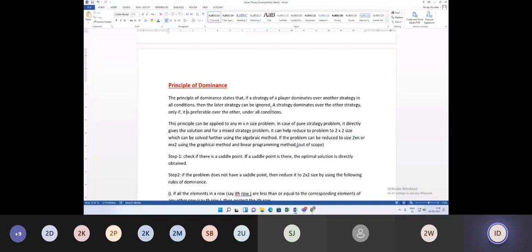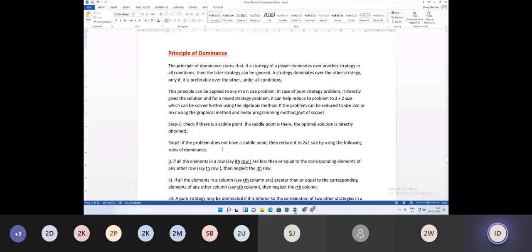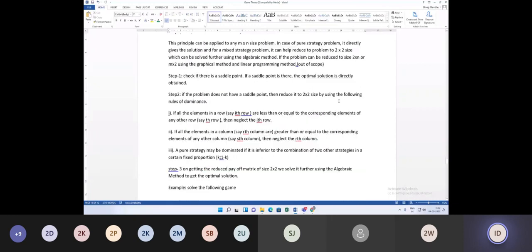Again, the same thing. How to check? The same technique. If a saddle point is there, the optimal solution is directly obtained. Yes, we already saw that. If the problem does not have a saddle point, then reduce it to 2 by 2 size by using the following rules of dominance. There are some certain rules. Practically, with an example, the problem will clear that. Right? If it is a problem of m by n or m by 2 or 2 by n, then it should be reduced to 2 by 2 by using the dominance rule.